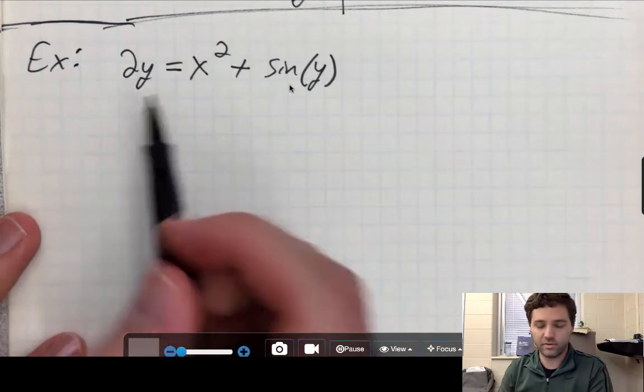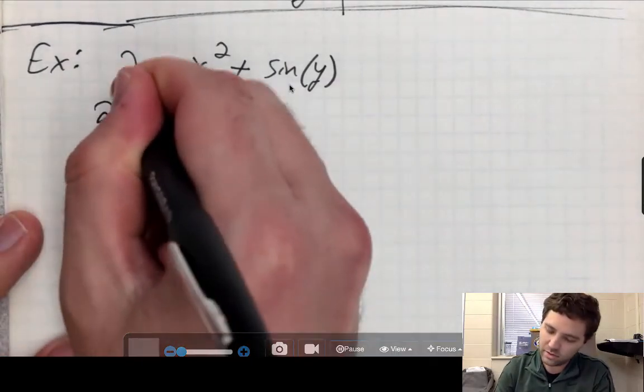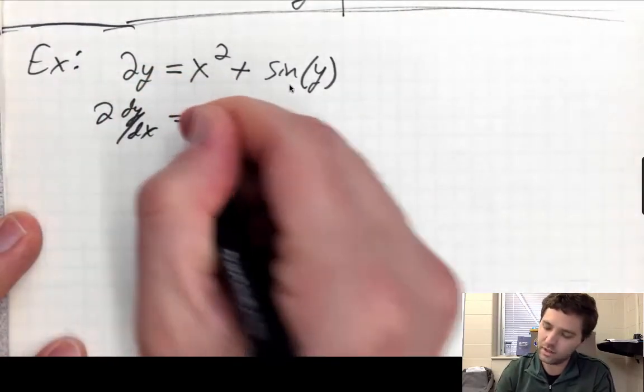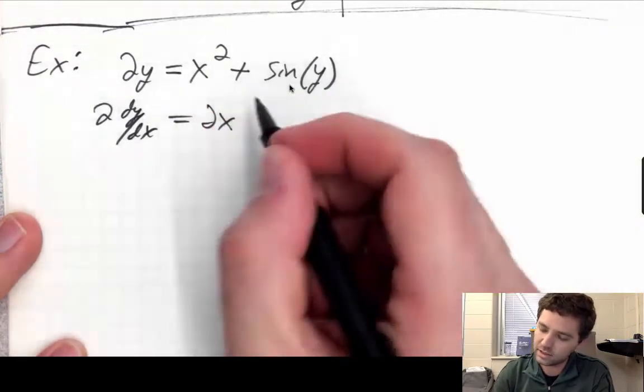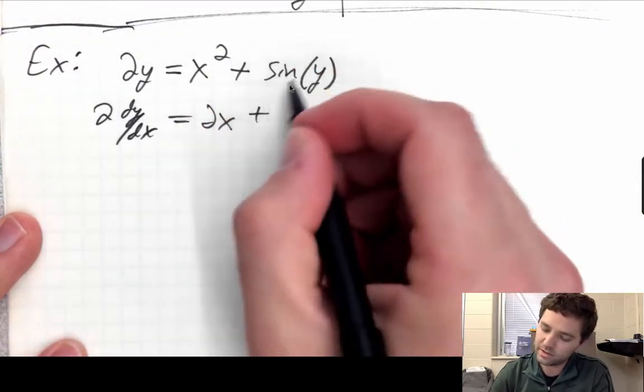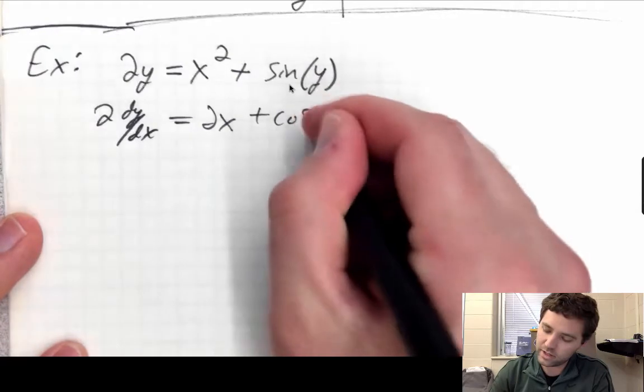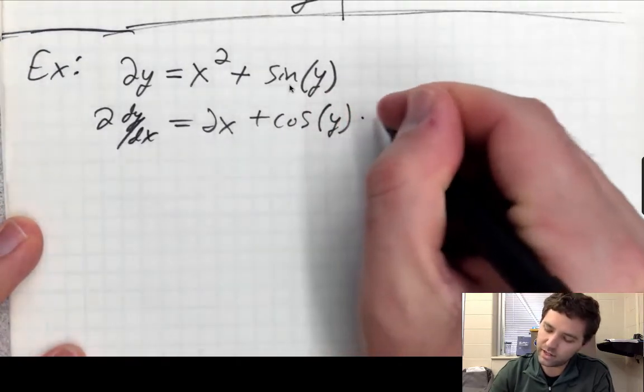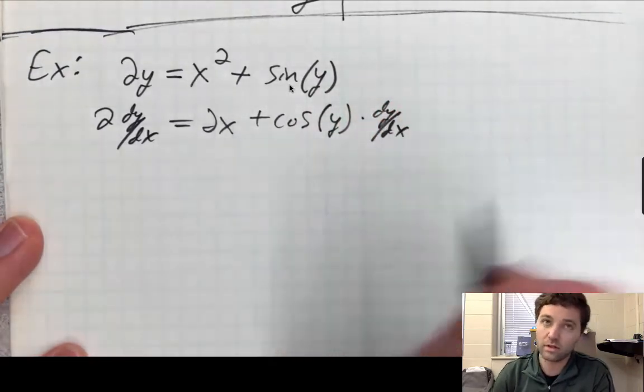So I'm going to take the derivative first. So I will get 2 dy dx. On the right, I'll get 2x plus the derivative of the outside, which is cosine. So I'll get cosine of y times dy dx.